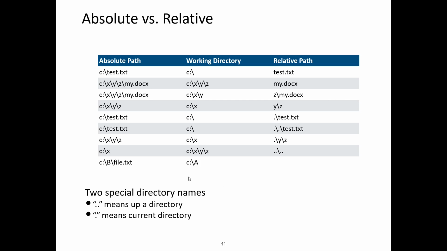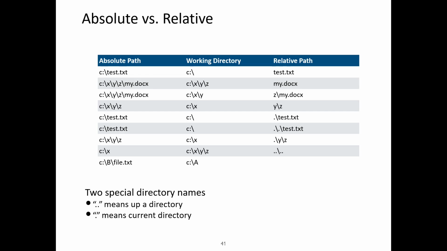All right, one more example here. In this case, I'm looking at a working directory of C drive A directory. And what I really want to get to is in the B directory, file.txt. So give this a thought for a second. Pause the video, jot down what you think the relative path will be, and then come back and I'll tell you the answer. All right, welcome back.